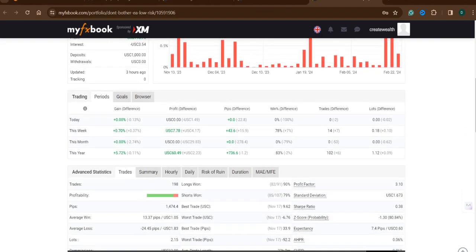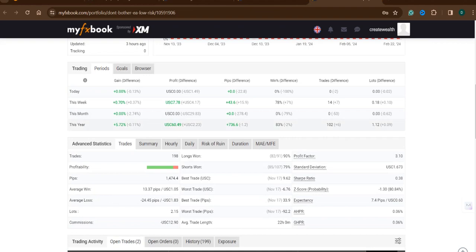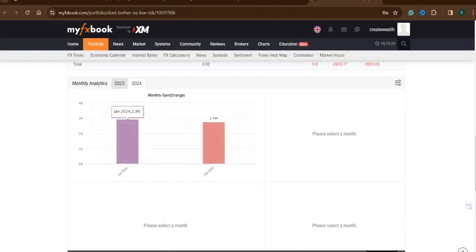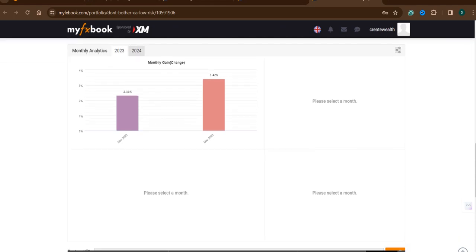So this year we made 5.72, and similarly in January we made 2.9%, and in February we made 2.74%. In November we made 2.33%. In December we made 3.42%. So here are the statistics of 15 weeks of trading with this automated expert advisor, Don't Bother EA.